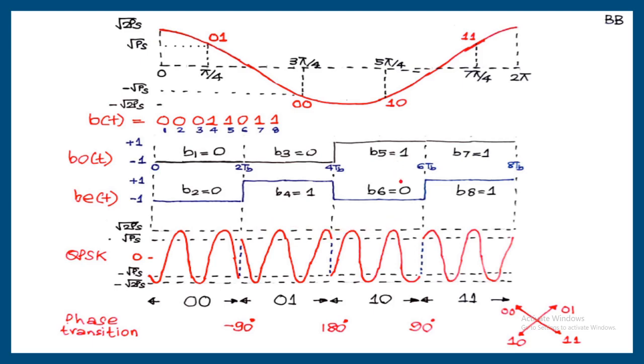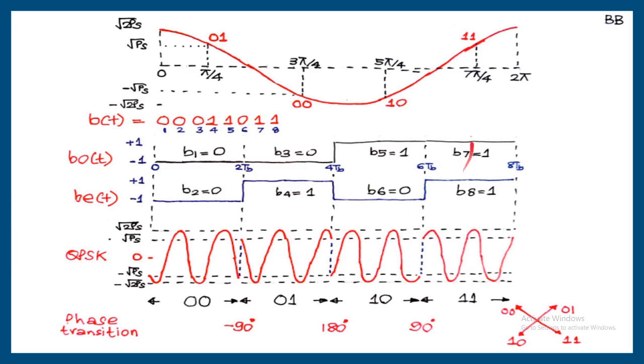Third combination is 1 0. 1 0, this is a starting point, and after that it is going up. So here also I am doing the same thing. Start from minus root PS, then up. 1 cycle is completed, then go for one more cycle. So 2 cycles are completed.